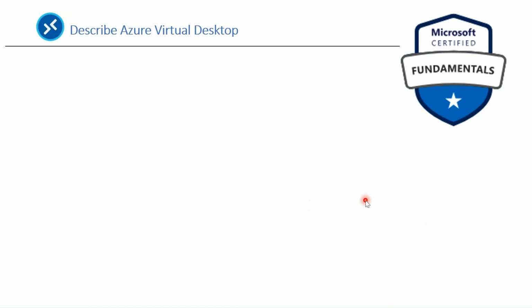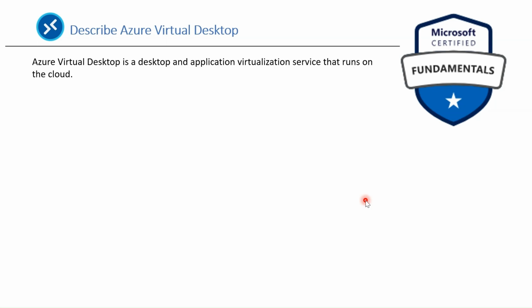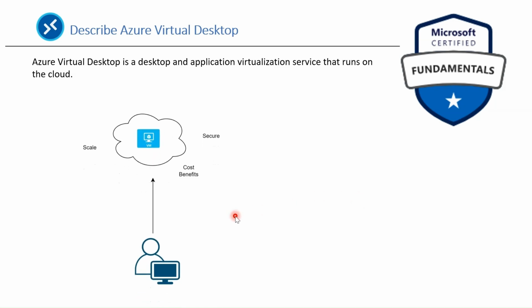All right, now let's look at the other capability called Azure Virtual Desktop. So what is Azure Virtual Desktop? Azure Virtual Desktop is a desktop and application virtualization service that runs on the cloud. Let's quickly look at this diagram, which will make things very clear. Here is a person sitting in his office, and here is the Azure Virtual Desktop hosted on the cloud.